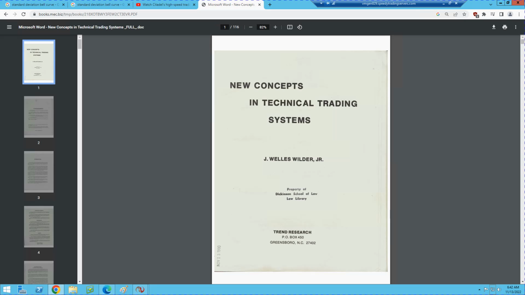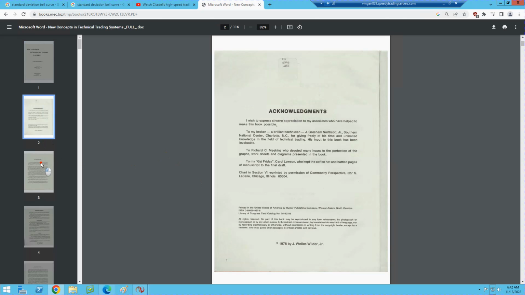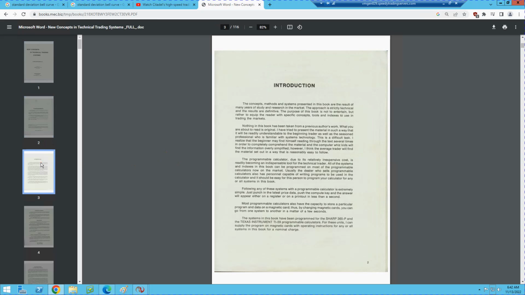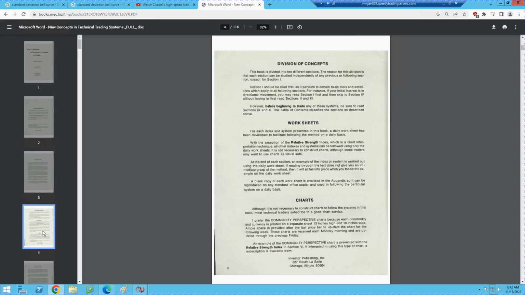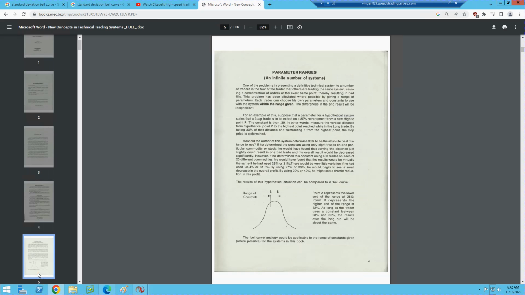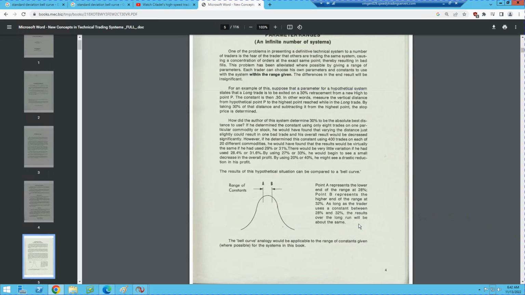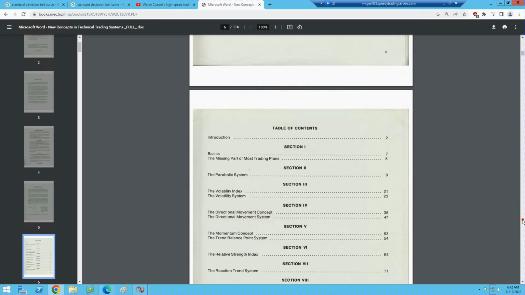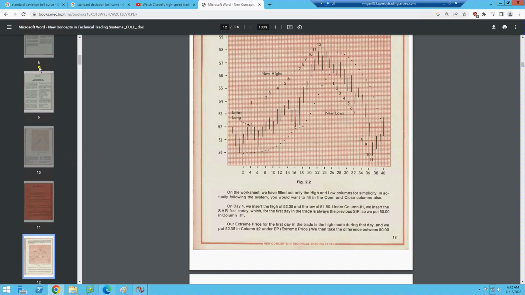I was reading this PDF booklet that's available on the internet from J. Wells Wilder, New Concepts in Technical Trading, and I never really got past the first page. There is an introduction and what you'll get from this book, and then the first page was on these parameter ranges, and I dove in head first to these concepts.